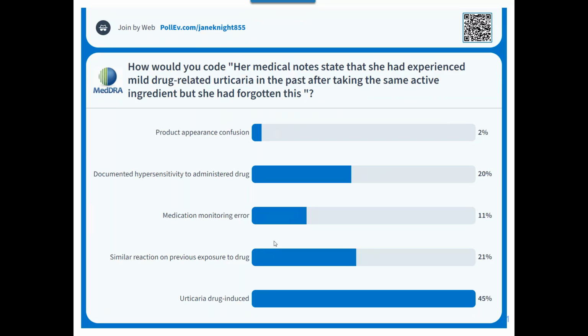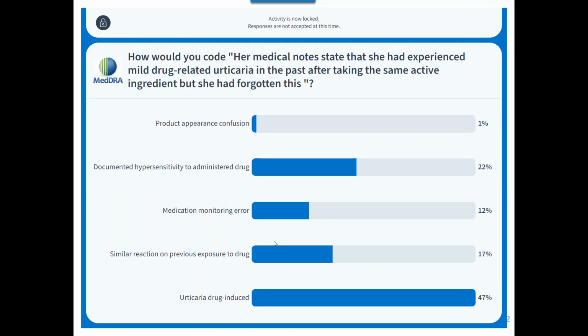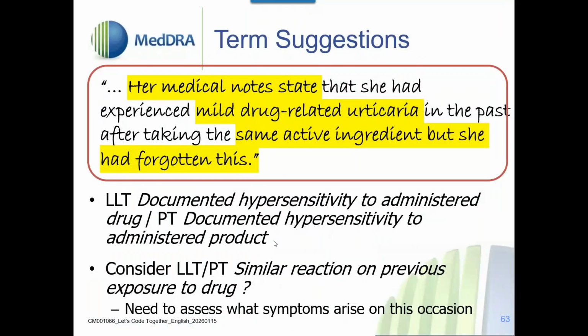And then similar reaction on previous exposure. Well, similar reaction, we don't really know yet if it is similar until we find out more of the story. It probably is a similar reaction, but I'm going to hold that until we find out more of the symptoms that she developed later on. So let's close the poll. I would code here documented hypersensitivity to administered drug, which is under product. It is a medication monitoring, I can show you, and I would consider similar reaction on previous exposure to drug because I would need to assess what symptoms arise on this occasion. So we're going to learn more about this lady.